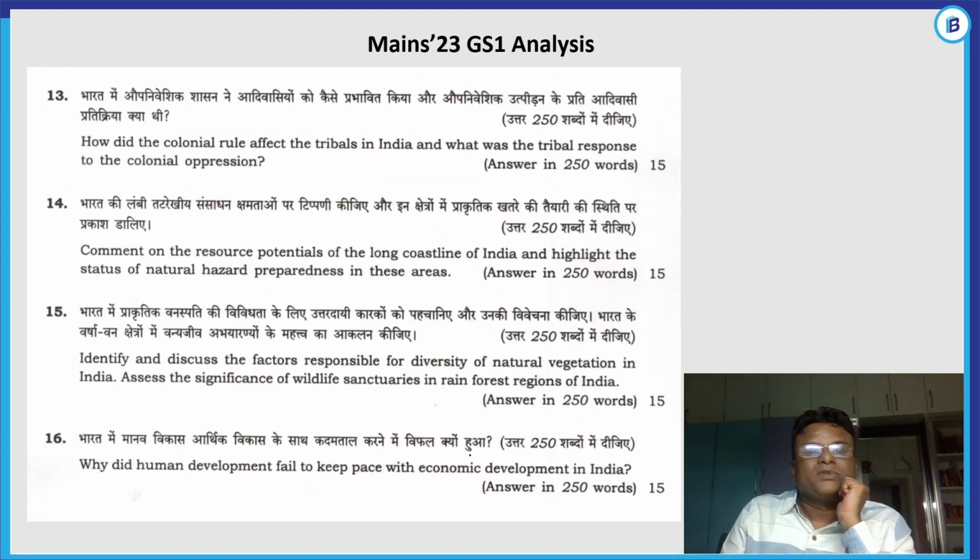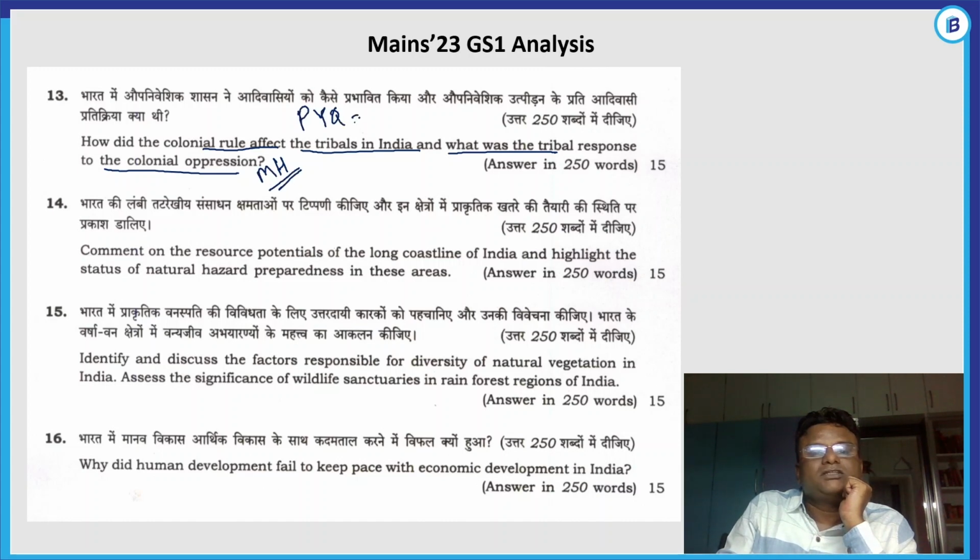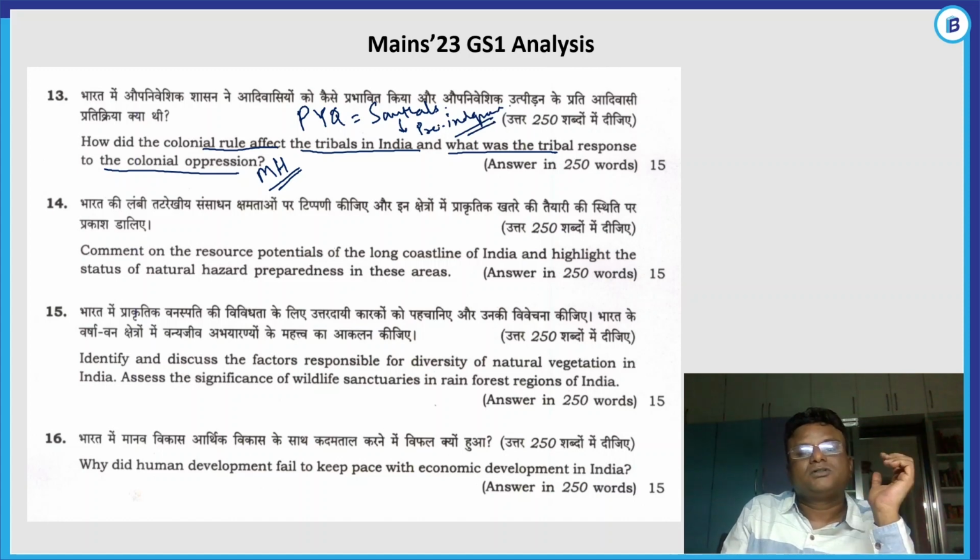The next one: how did the colonial rule affect the tribals in India? What was the tribal response to colonial oppression? This is certainly modern history. Simple, straightforward, a lot of PYQs on that, right from the Santals to a lot of pre-independence tribal movements. Whatever you can remember, bring that out. But this is a pretty straightforward question.